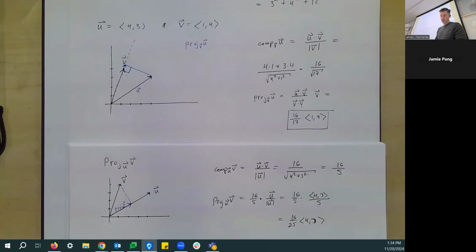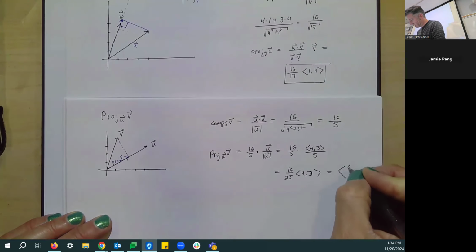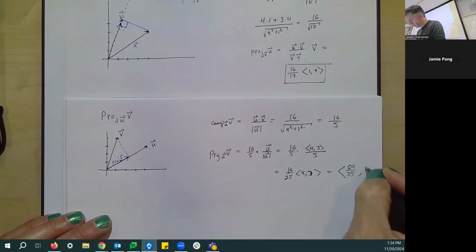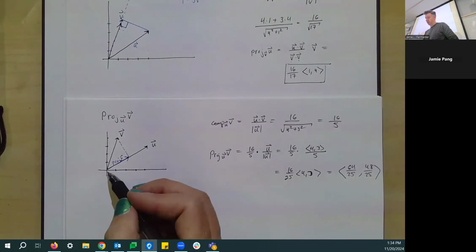I don't think there's a good reason to distribute that 16 over 25 there, but you could. You could write it as 64 over 25, 48 over 25. Either way should be fine. I don't find that to be any better than that. In fact, I specifically find this to be better because then I can see, oh yeah, it looks like my projection is 16/25 of the original vector. Okay, that seems plausible from what I've drawn here.